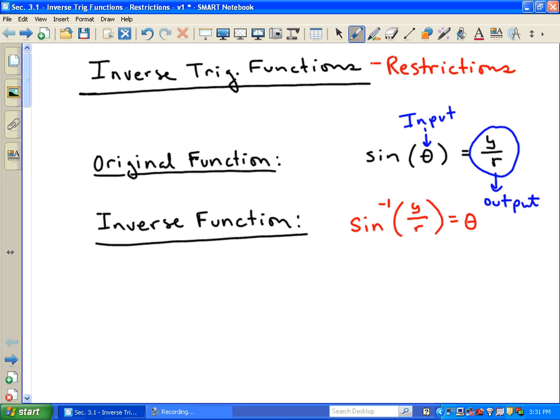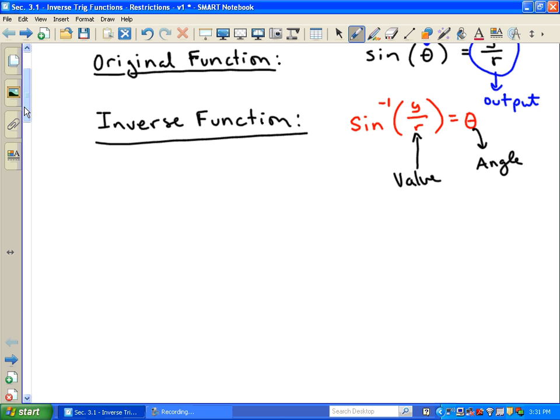One of the most important things that you need to know about inverses is the thing that you put into the inverse is an actual value, and then the thing that you get out of an inverse is an angle. Let's look at, for a minute, restrictions on inverse functions. By me saying that something is a function, that indicates that for each input there is one and only one output. We know that the graph of sine is actually cyclic.